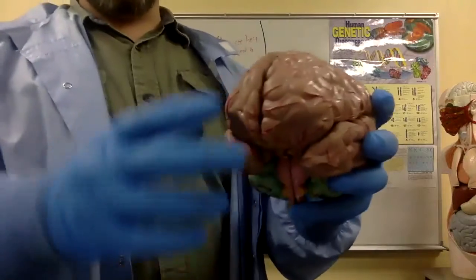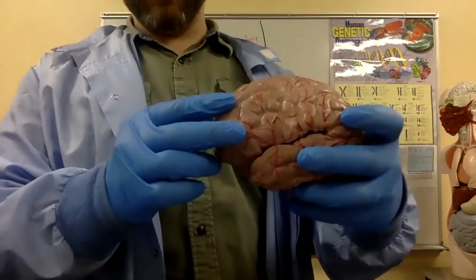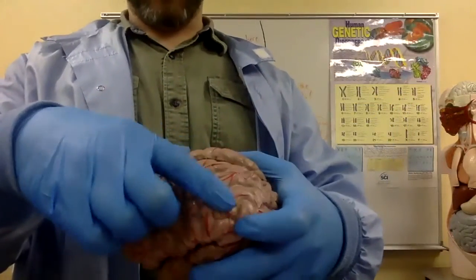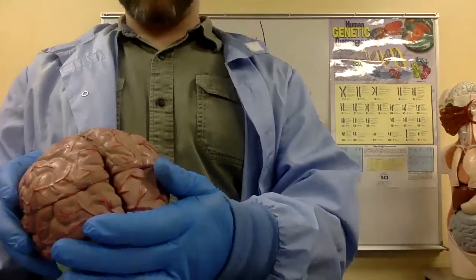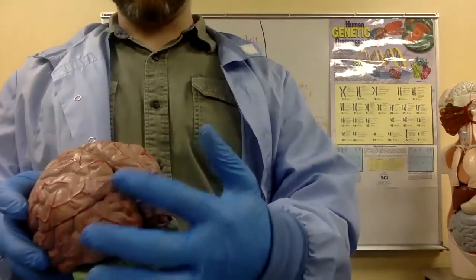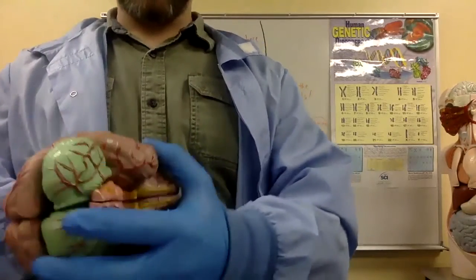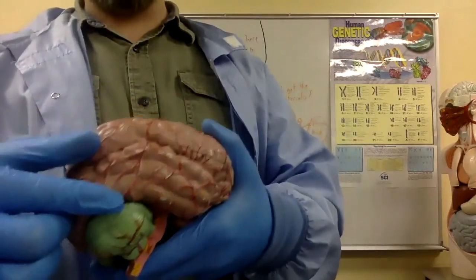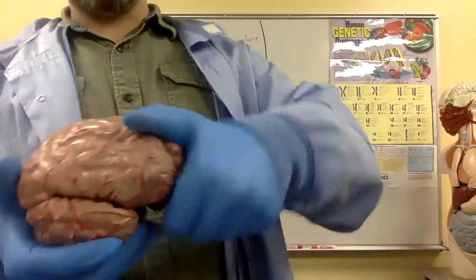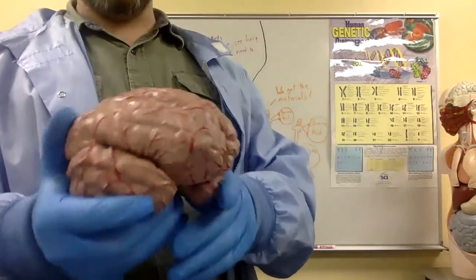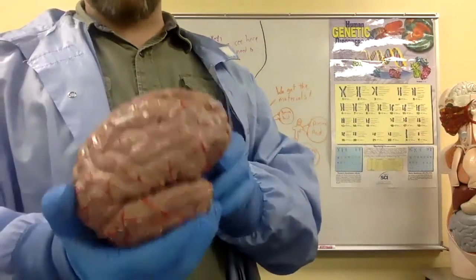Coming closer, we have the frontal lobe, and up here, the parietal lobe. In the back is the occipital lobe. You can see the separation right there. And then on the side, we have the temporal lobe. And we talked all about in class what those lobes do. Today we are just looking at what they look like.